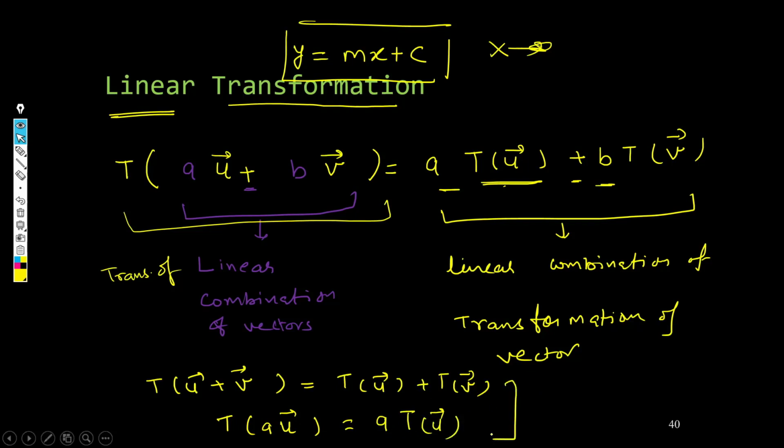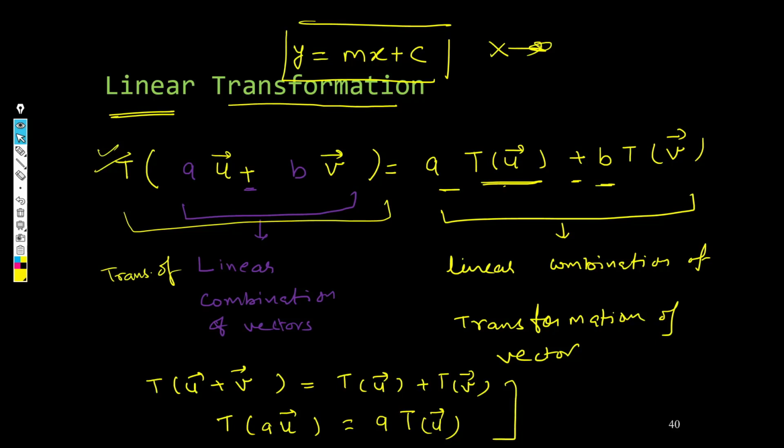So you can break it into two smaller equations if you have trouble understanding the bigger equation, but if you are from a math background, you might find it just another way of writing these two equations in one single go, right? So this is the mathematical property of linear transformation.